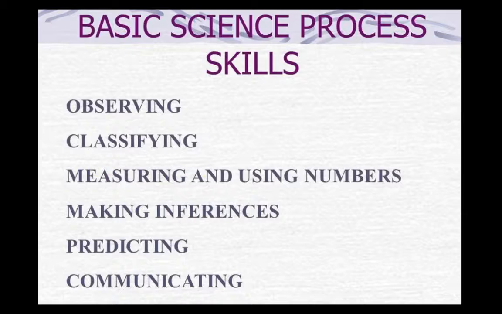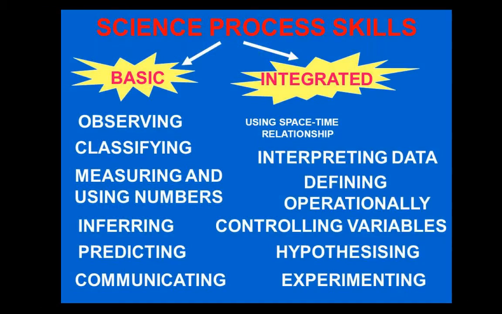So the first graphic lists the basic science process skills. We are all familiar with these by now: observing, classifying, measuring and using numbers, making inferences, predicting, and communicating. The next graphic breaks it into two categories: the basic and the integrated. You can read those on your own and look over those. I'm not going to read them all to you.